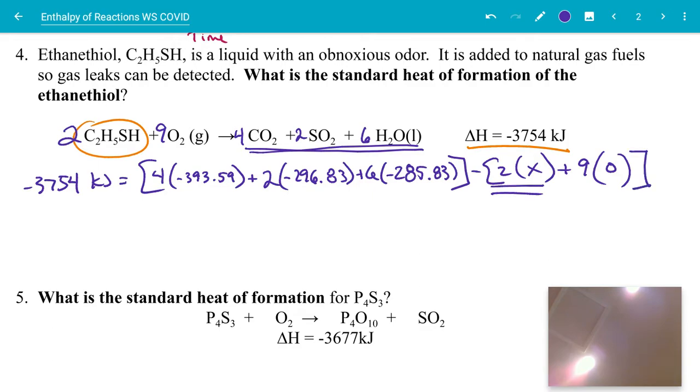So now we can just focus on the 2x here. So we do all the math, and then we divide by 2 to solve for x by itself. I'm not going to go through all the math for you, but you should end up with x equaling negative 64.485. Gosh, I have not been paying attention to sig figs. I always pay attention to sig figs. I think there are actually a lot of sig figs in all these, so maybe I've done it right. And then this would be for the ethane thiol, so C2H5SH. And that is it for problem number 4.